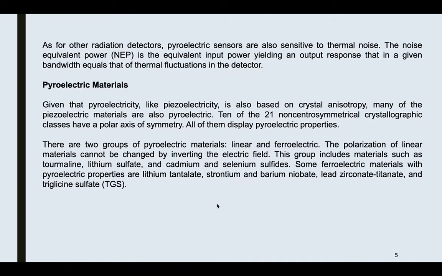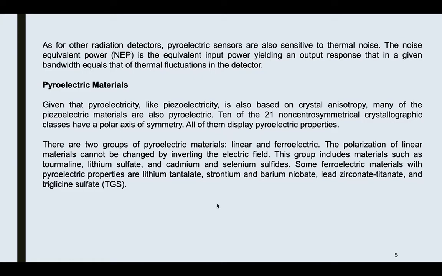As for other radiation detectors, pyroelectric sensors are also sensitive to thermal noise. The noise equivalent power, NEP, is the equivalent input power yielding an output response that, in a given bandwidth, equals that of thermal fluctuations in the detector.